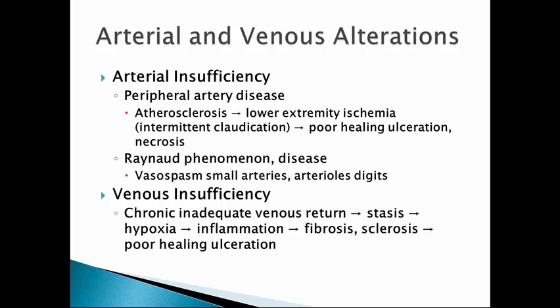Because of the inadequate venous return, there would be stasis, usually in the lower extremities. And this alters oxygen delivery to the cells. With that hypoxia, you have an inflammatory process. This inflammatory process leads to fibrosis and sclerosis of the cells of the lower legs. Those skin cells, the muscles, and the subcutaneous area can lead to a very poor healing ulceration.